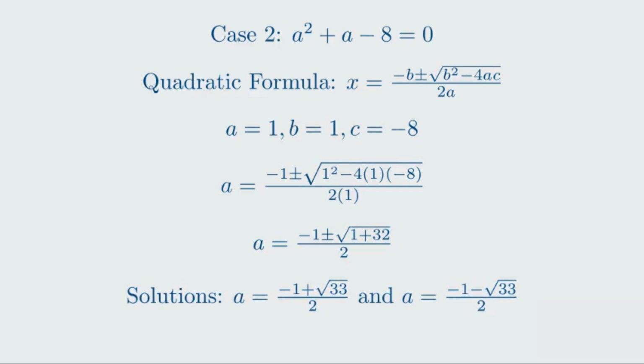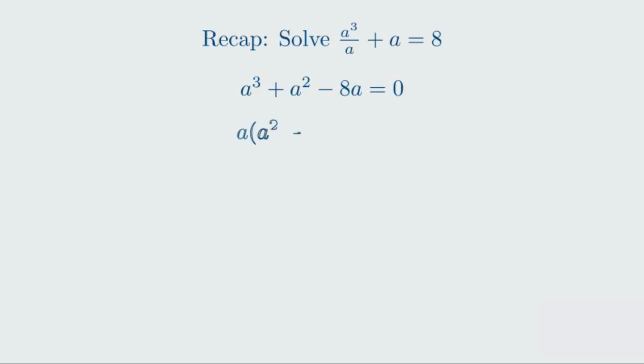Let's quickly recap what we've accomplished. Our goal was to solve the equation a cubed over a plus a equals 8. We started with a seemingly straightforward equation. Our first step was to simplify the equation by multiplying both sides by a, while noting the restriction that a cannot be 0. This transformed our equation into a cubic polynomial. A cubed plus a squared minus 8a equals 0. Next, we factored out the common term a, giving us a times the quantity a squared plus a minus 8 equals 0. This allowed us to break the problem down into two simpler cases. One case, a equals 0, we found to be an extraneous solution because it violated our initial restriction.